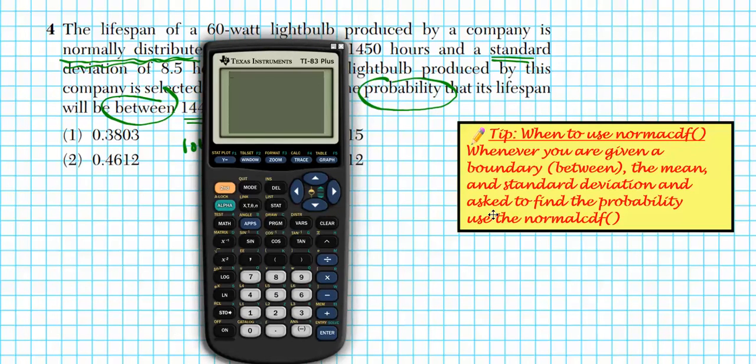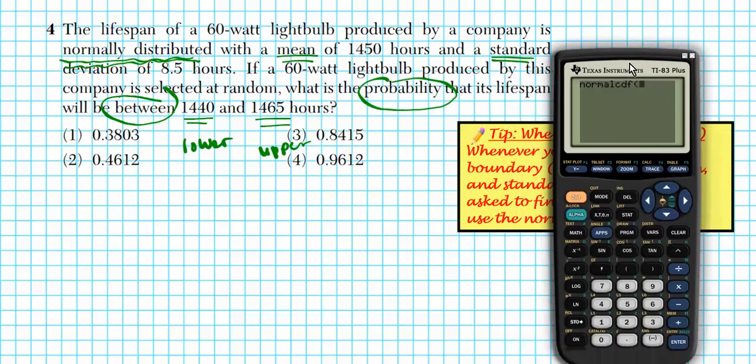So to access it, you simply press second function variable to access the distribution functions in your calculator. So we have the normal probability density function and the normal cumulative distribution function. So you use this one right here, the cumulative distribution function. All right, so you press enter, and then let's talk about the syntax real quick. How do you enter the values into your normal cumulative distribution function?